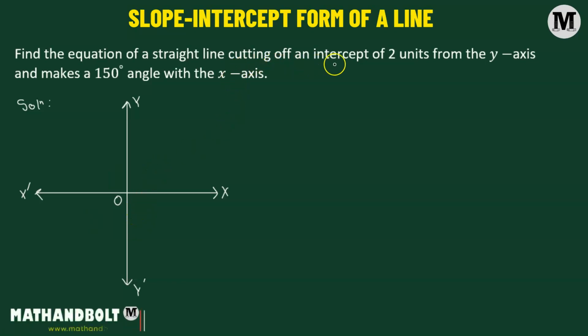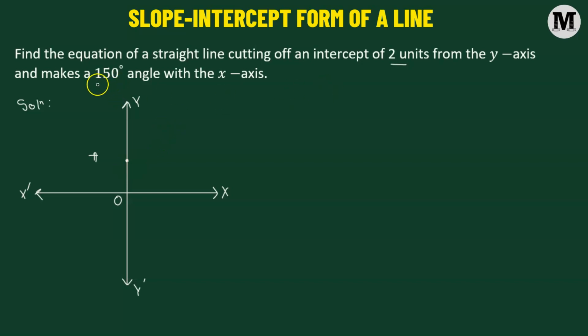It's given here that the straight line is cutting off an intercept of 2 units from the y-axis, meaning the straight line is going to intersect the y-axis at a particular point. If we measure the distance from the origin, it's going to be 2 units. Since the value is positive 2, the line is going to cut the y-axis above the x-axis, somewhere here. Let's call this point A. The distance of point A is going to be 2 units from the origin. So the straight line is going to pass through this particular point.